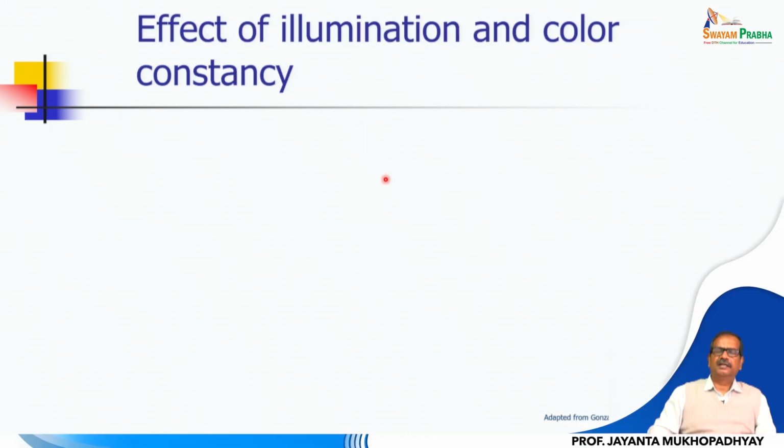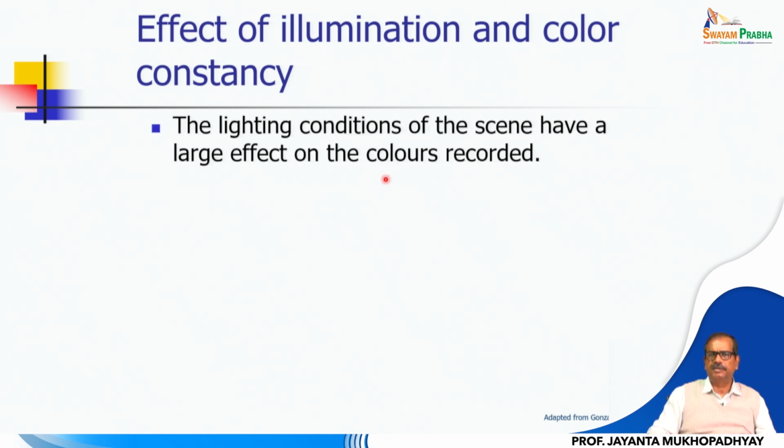One of the things we need to consider in color processing is that there is a certain effect of illumination over the recording of color signals. But we as human beings adjust ourselves. So we perceive the same color with varying illumination, and to a certain extent we can do that with a fairly good tolerance limit.